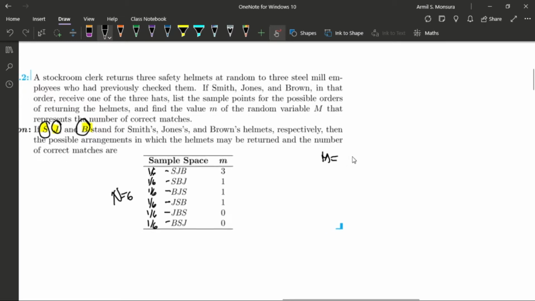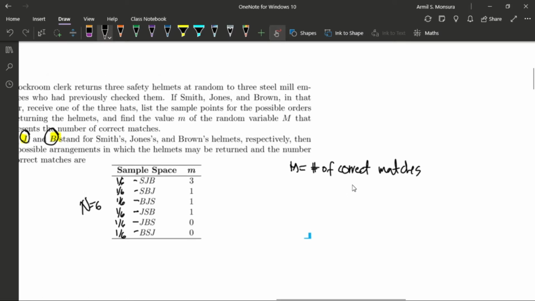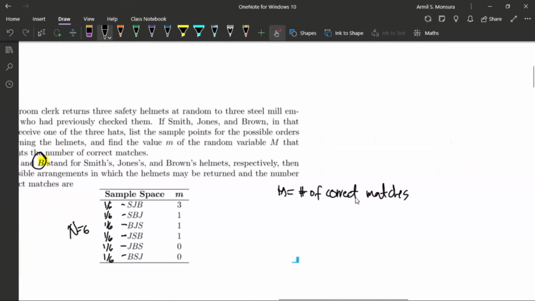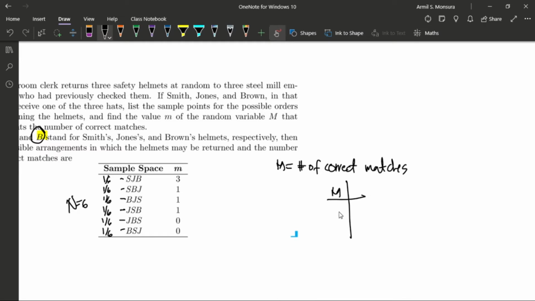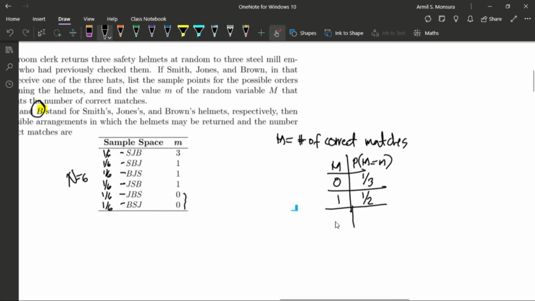which denotes the number of correct matches, then if your m assumes a value of 0, the probability that your m would assume a value of 0 would be 1/6 plus 1/6, so that's 1/3. While for your m to assume a value of 1, that is 3/6 or 1/2. And finally, for your m to assume a value of 3, that would be 1/6.